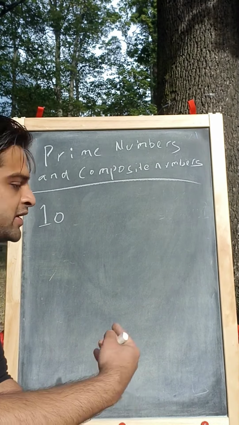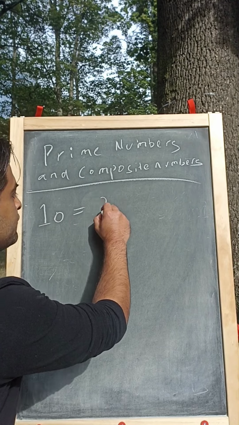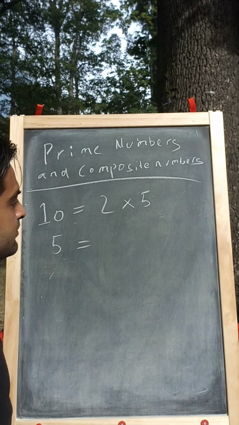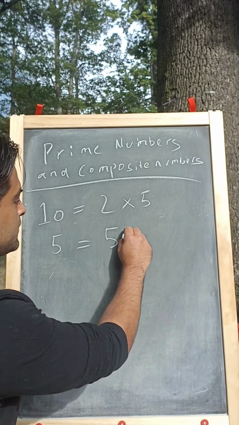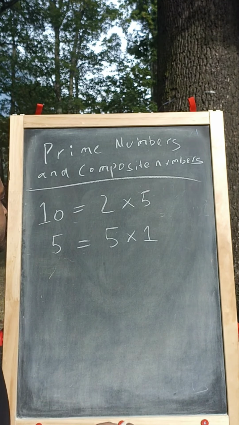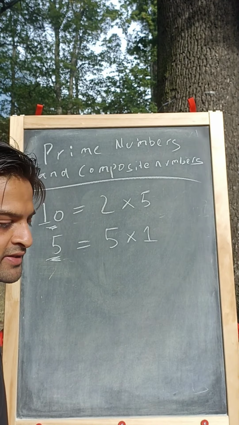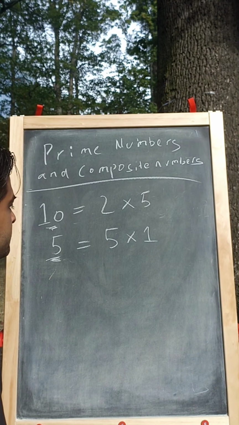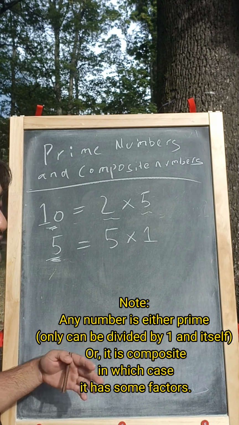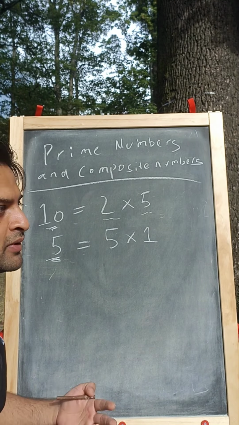And one thing that is quite apparent is that 10 can be written as the product of 2 and 5, and 5 can be written as the product of 5 and 1, right? So the general idea is that any number is either a prime number or it is a composite number. So what I mean by that is that any number that you can think of, either it can be further divided or it cannot be divided, in which case it can be divided by 1, but that is quite trivial because every number can be divisible by 1.